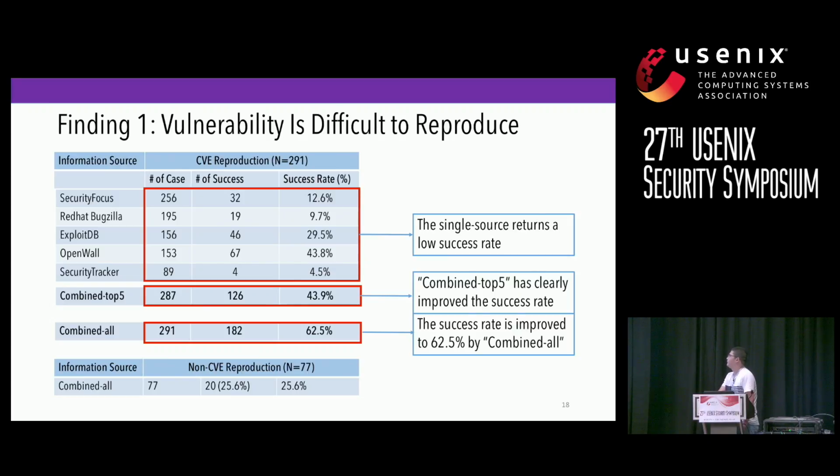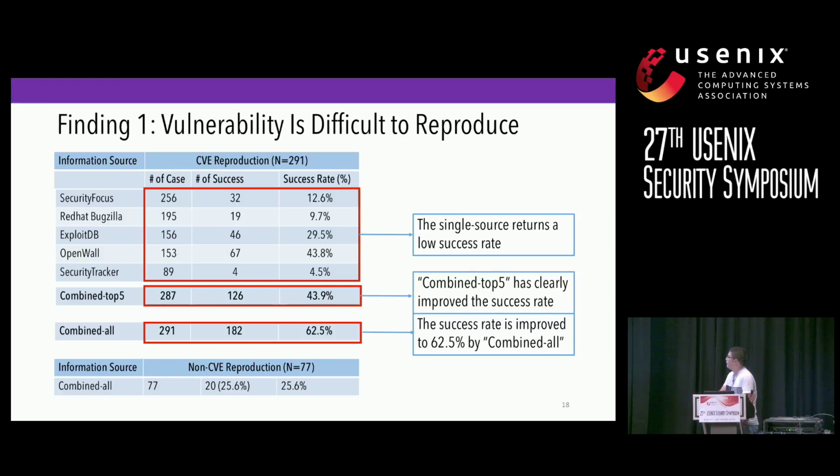The first finding is that vulnerabilities are very difficult to reproduce. We use the success rate to evaluate the reproducibility. And to reproduce those vulnerability datasets, we spent about 600 man-hours. To explain the success rate, we take SecurityFocus as an example. In all CVEs, SecurityFocus covers 256 CVE cases, and we only successfully reproduced 32 cases, and the success rate is about 12%.